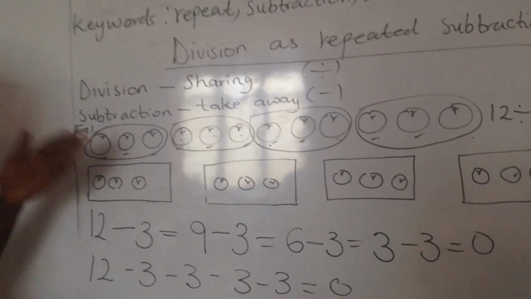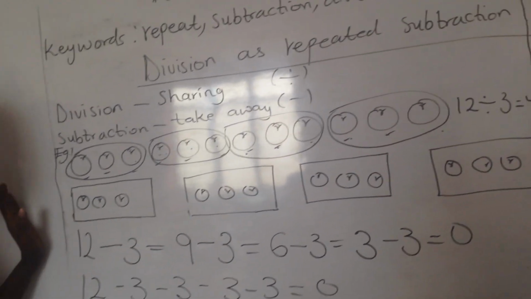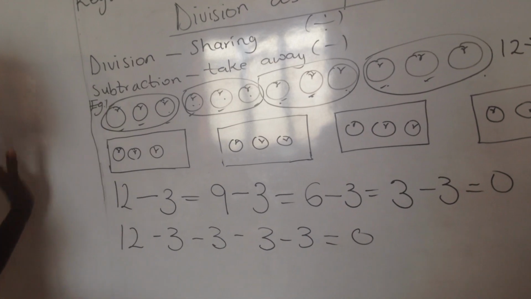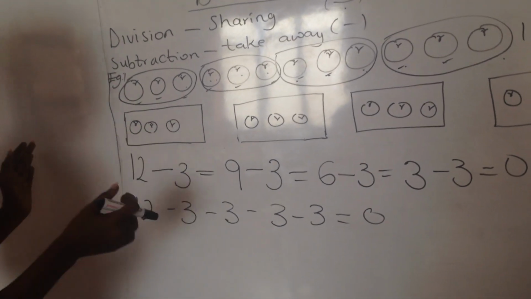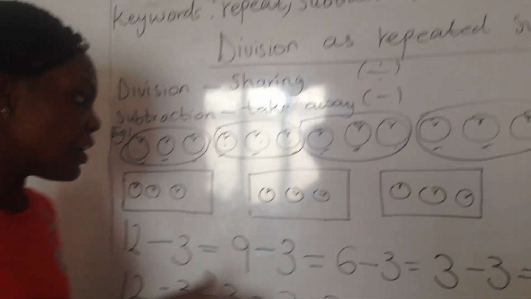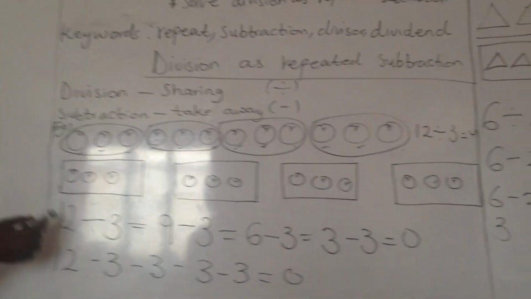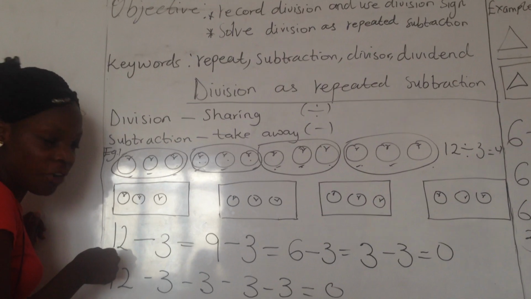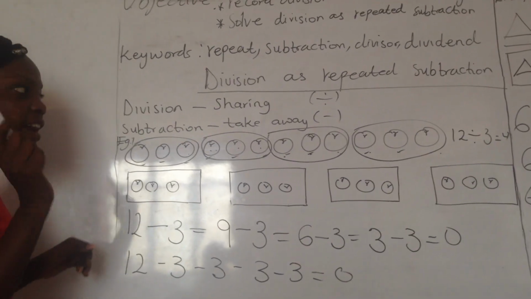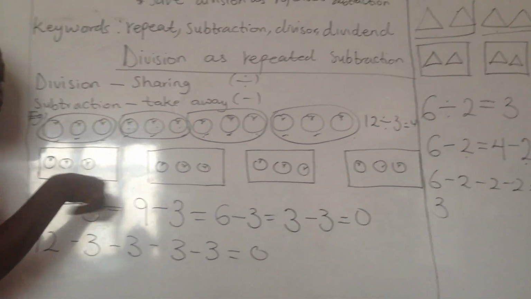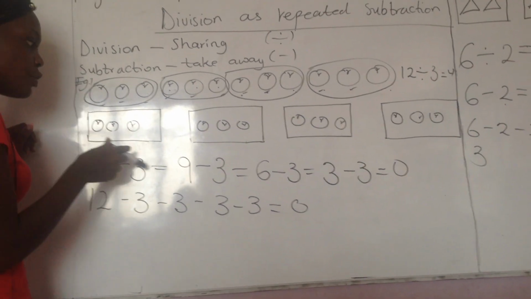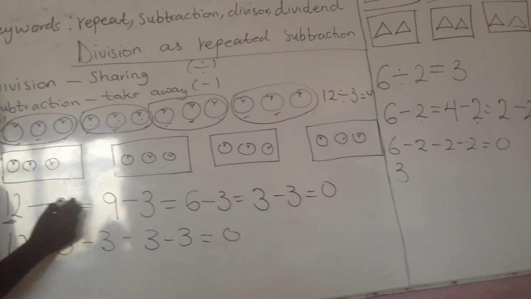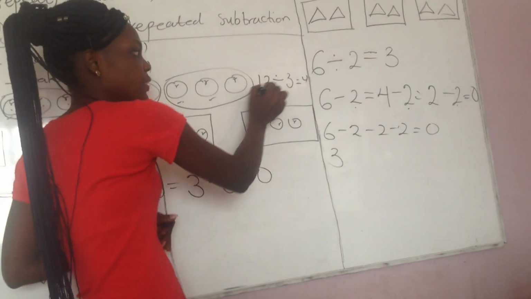So division is what? Sharing. And with the subtraction, division has repeated subtraction. If you have your objects, you share them equally. After sharing equally, the dividend, that's the number of objects that you have, minus the divisor, the number of objects you share. So this is your dividend, and this is your divisor.